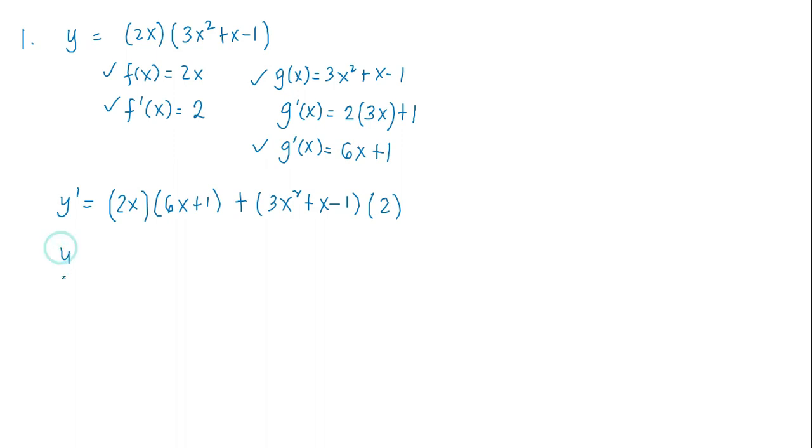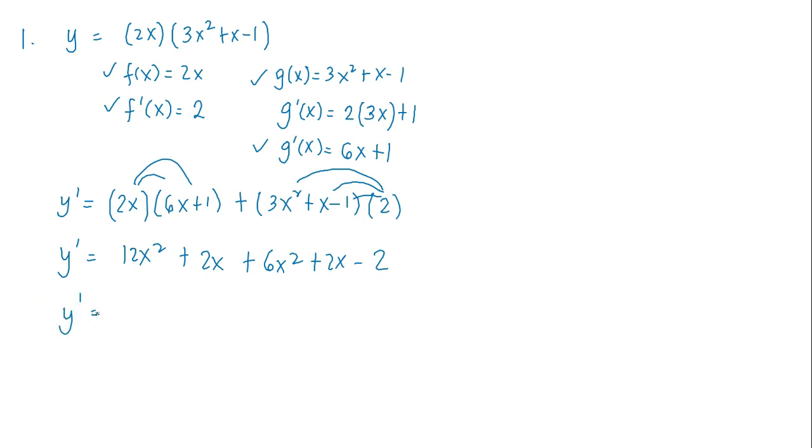So we have y prime is equal to 12x squared plus 2x. Dito rin, kailangan din nating i-distribute yung 2. So we have 6x squared plus 2x minus 2. And then finally, we have to combine similar terms and rearrange. So we have 12x squared plus 6x squared, that is equal to 18x squared. 2x plus 2x is equal to 4x. And then we have minus 2. Therefore, y prime is equal to 18x squared plus 4x minus 2.